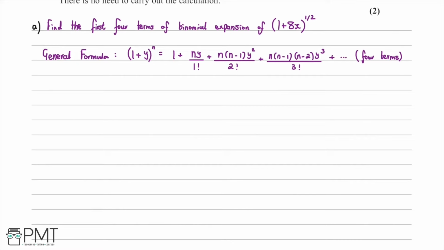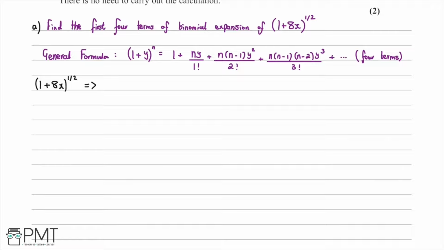So we know that if we have (1 + y) to the power of n, we will have this for our general formula. So we'll have 1 plus n multiplied by y over 1 factorial plus n multiplied by n minus 1 multiplied by y squared over 2 factorial, etc. So now we need to think, how does this apply to our case? So we have (1 + 8x) all to the power of a half.